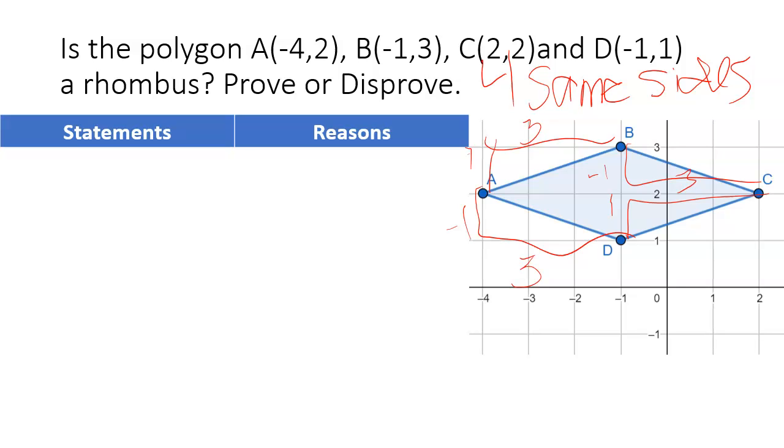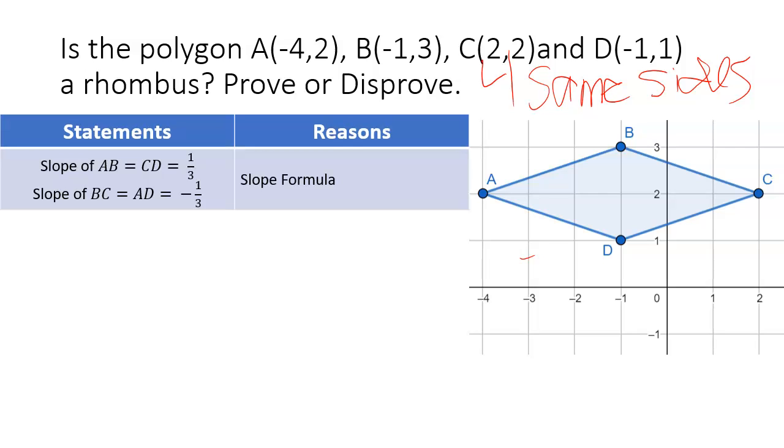So I will erase this part. I'll leave the four same sides because that's what we're looking for, so I want to keep that in mind. Erase, erase. Okay, so I have my slope of AB and CD are 1/3, and my slope of BC and AD are negative 1/3. I did not erase that negative. The reason for this is my slope formula.